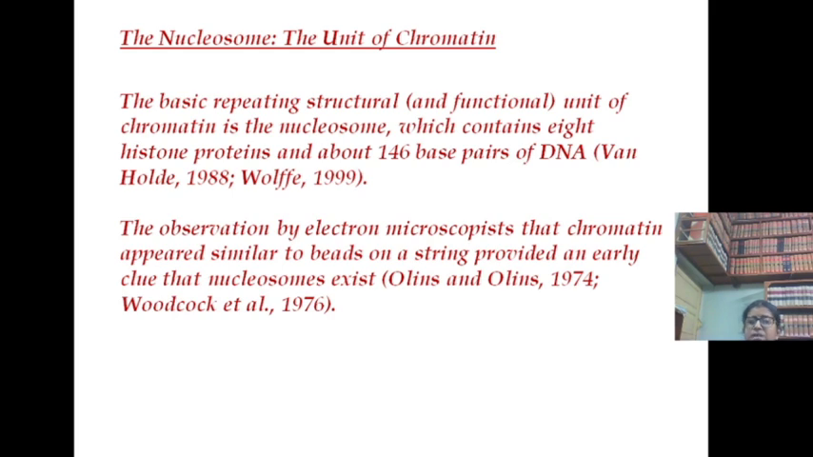Okay. The observation by electron microscopes that chromatin appeared similar to beads on a string provided an early clue that nucleosomes exist. It was done by Olins in 1974 and Woodcock et al. in 1976. The 146 base pairs of DNA with 8 histone proteins, the 4 histone proteins coming as dimers, was shown by Van Holde in 1988 and Luger in 1997. If you are interested, you will find their research papers by searching for them by title.